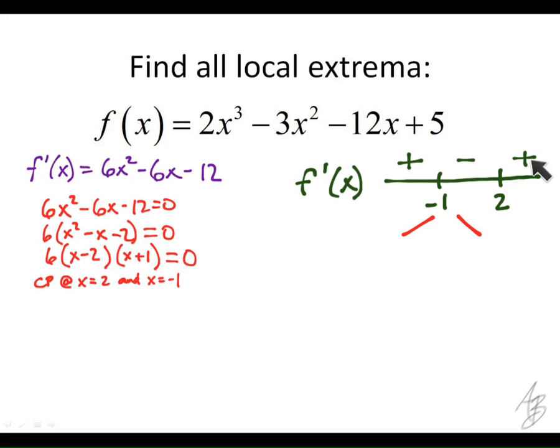Since the derivative is positive, we know here that the function is increasing. So anywhere we get a switch from increasing to decreasing, we're going to have a what? We're going to have an extremum. In this case, if it switches from increasing to decreasing, it's going to be a local maximum at, what's the point going to be? -1. Anybody figure out the y value yet?